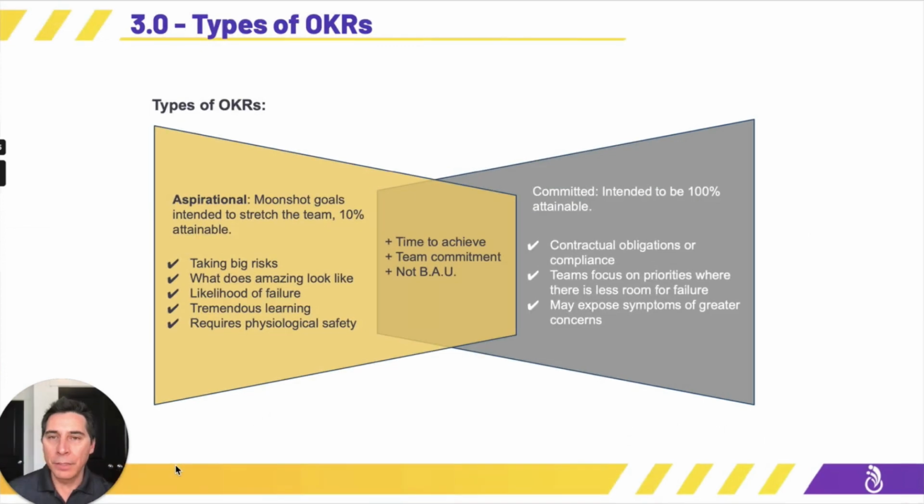Okay, so let's take a look at the different types of OKRs. You keep hearing me talk about the aspirational OKRs and the committed OKRs, right? Well, let's dig in a little bit deeper and see what the differences are between the two. So with your aspirational OKRs, those are your moonshots, right? That's the stretch part of the aspirational OKRs. There's about a 10% attainability there, right? So there is a high likelihood of failure, right? That we may end up missing that goal, but it's about taking those big risks, right? It's about identifying what does amazing look like.